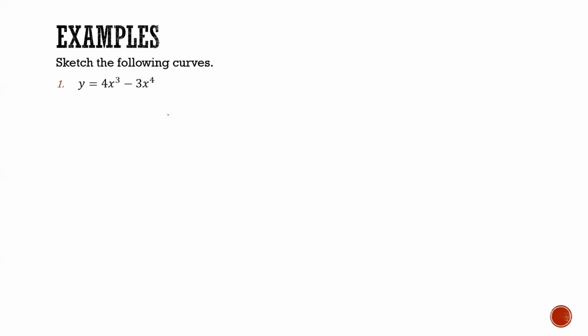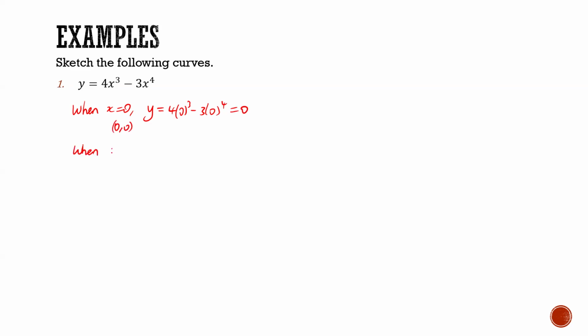So first, we've been asked to sketch the curve y is equal to 4x cubed minus 3x to the power 4. Now first we said we'll find the x and y intercepts. We could start with x is 0. When x is 0, y will simply be 4 times 0 cubed minus 3 times 0 to the power 4, which is 0. So we have the point (0, 0).